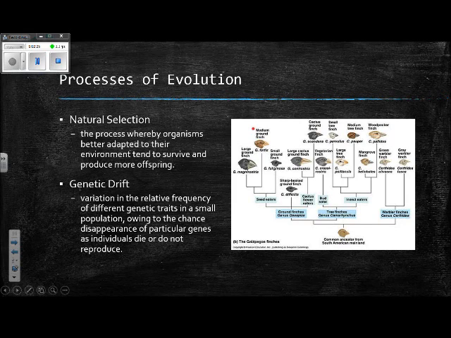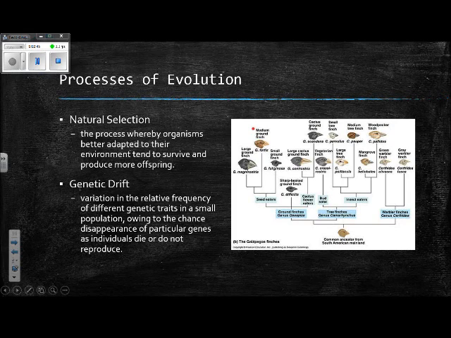Okay, so Darwin came up with the theory of natural selection. Sometimes you may have heard survival of the fittest. Okay, that's kind of where natural selection comes from. It's a process where organisms which are better adapted to the environment tend to survive and produce more offspring. And that kind of makes more sense, right?